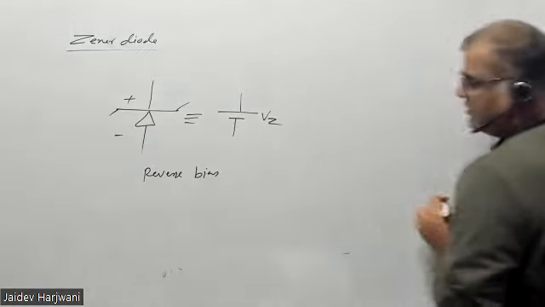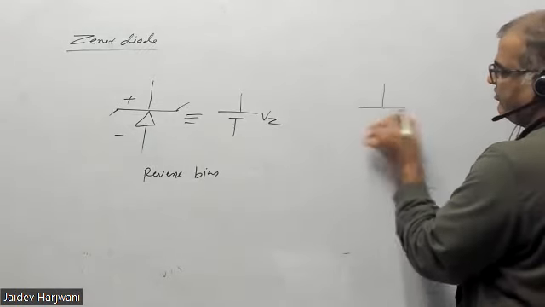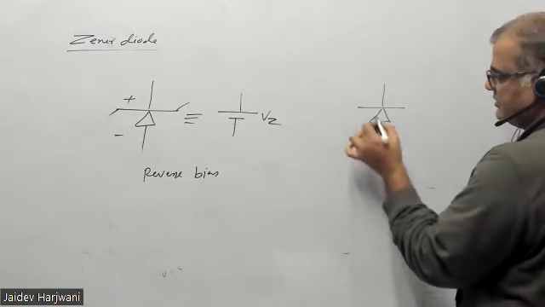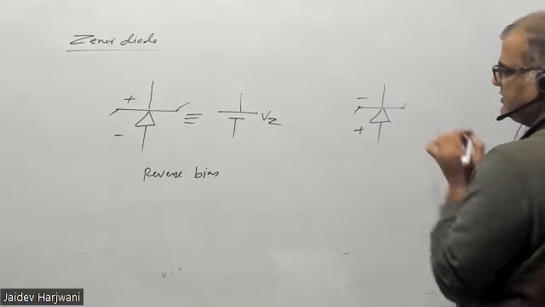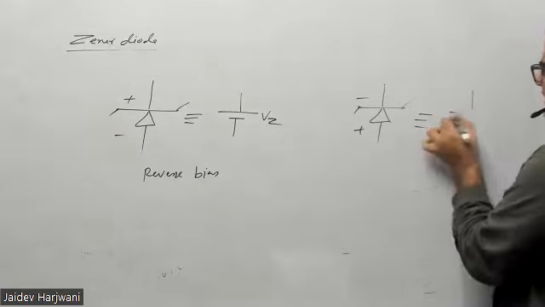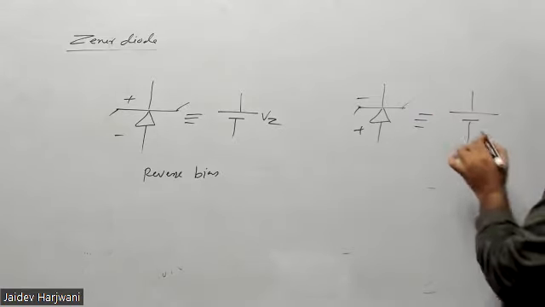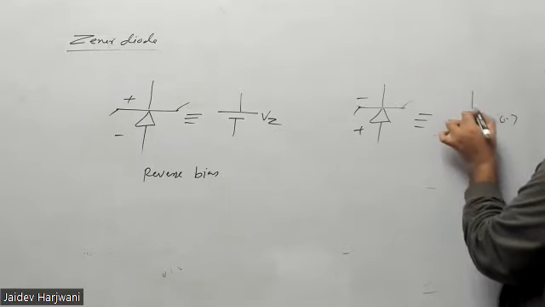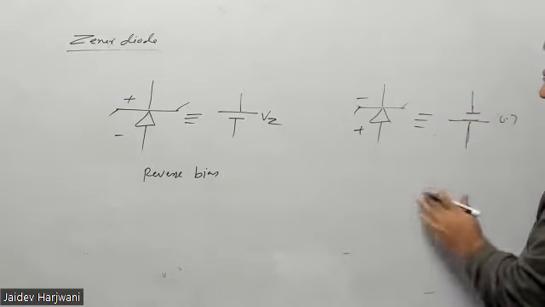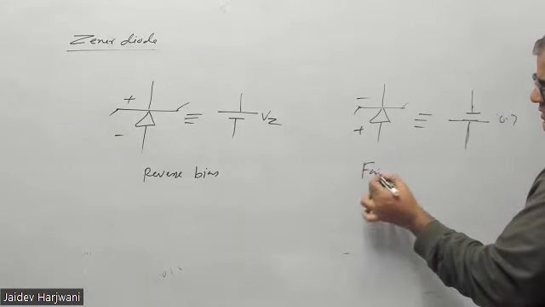And in the forward bias, what will happen if you apply forward bias to this Zener diode, plus and minus here? It will be replaced, if it is silicon, by 0.7 volt, like an ordinary diode, in forward bias.